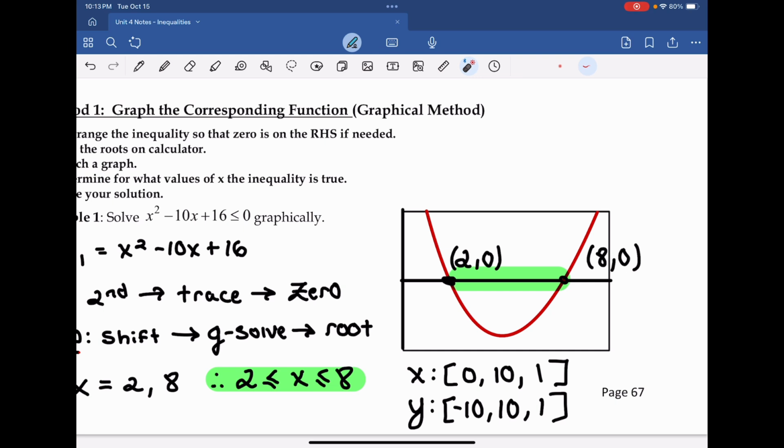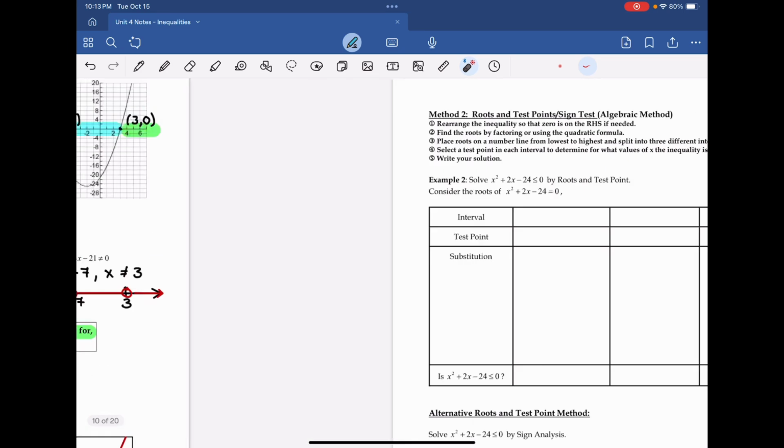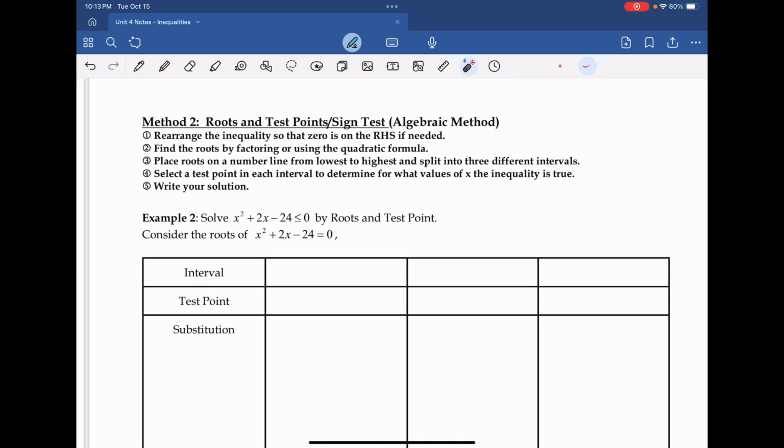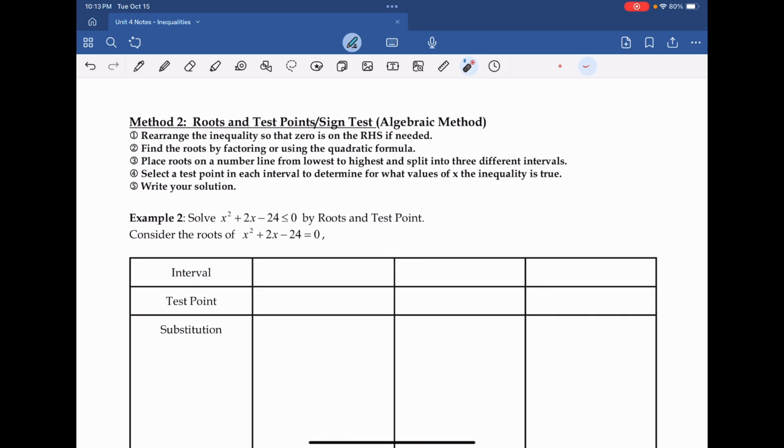Okay, so that's one method, graphing. And this isn't algebraic, it's the graphical method where we type it into a calculator and we use the calculator to figure out all these values. Now, let's look at some algebraic approaches. Method 2, the root and test points, or the sign test. And this is considered to be our first algebraic approach that's available.